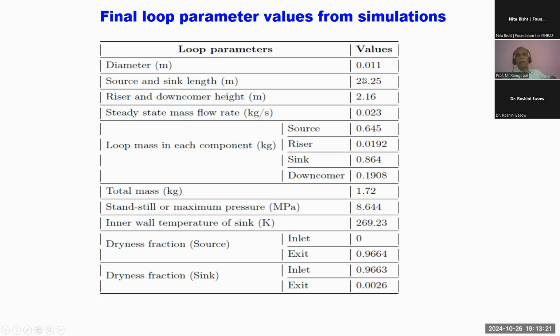The total length means it consists of the evaporator length, condenser length, and all the riser, downcomer, and all. So it's about 28 meters of carbon dioxide tubing. Okay, and these are all the flow rates, masses in each component. So the total mass.